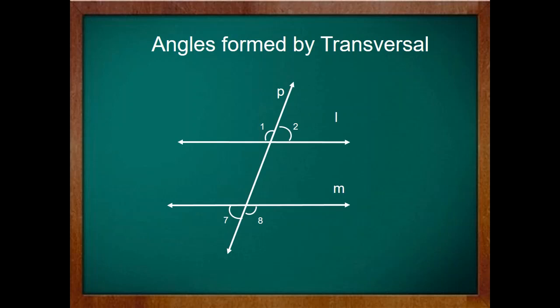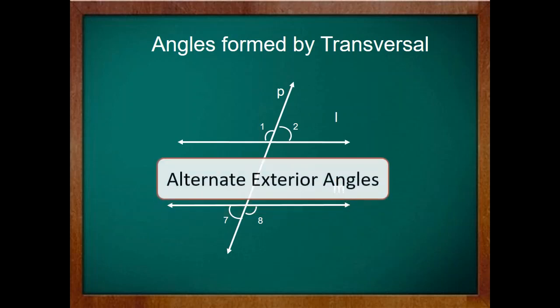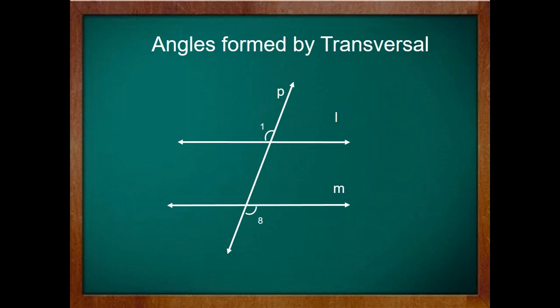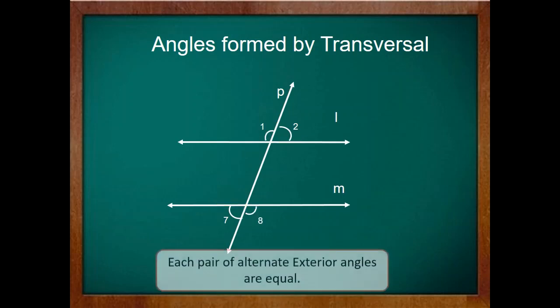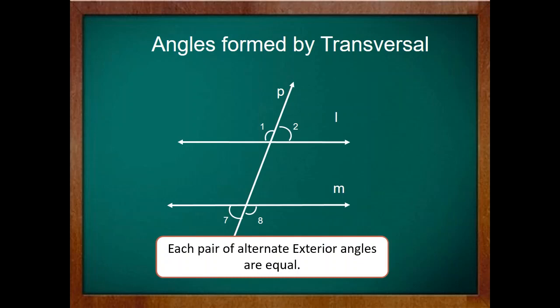Now let's learn about alternate exterior angles. Angle 1 and angle 8 are called alternate exterior angles. If you look carefully, both these angles lie on the outer side of lines L and M, and they lie on either side of the transversal P. Another pair of alternate exterior angles is angle 2 and angle 7. As with alternate interior angles, each pair of alternate exterior angles are also equal to each other. Therefore, angle 1 is equal to angle 8 and angle 2 is equal to angle 7.